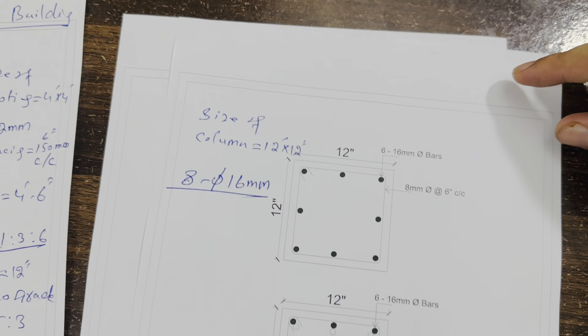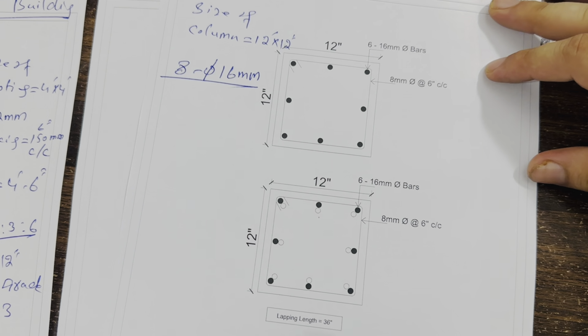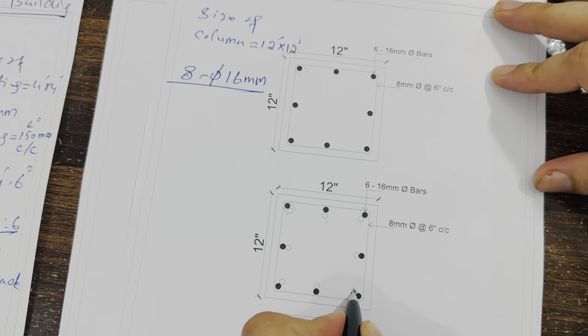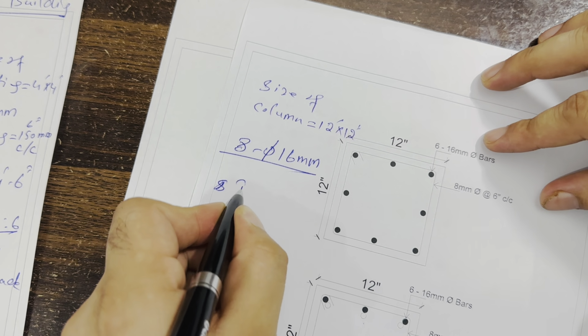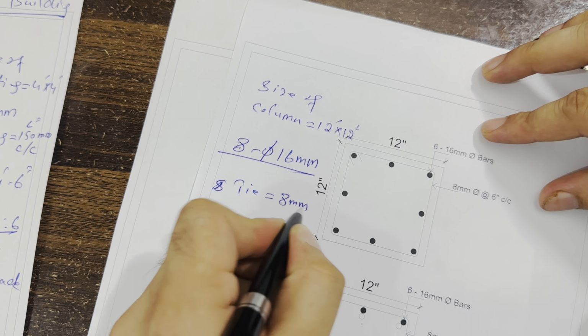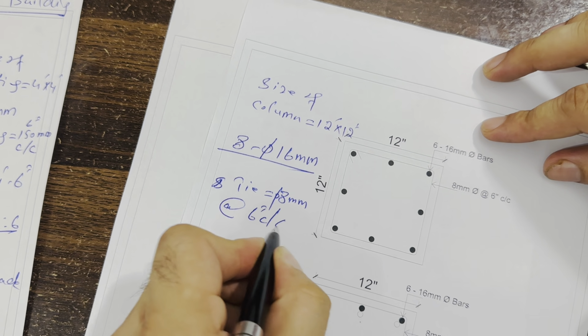You can see clearly, on the other side, you can see the lapping. This is overlapping because the lapping length is 36 inches. These are the overlapping. You can see the stirrup dia, or you can say tie dia, is 8 millimeter, with a spacing of 6 inches center to center.